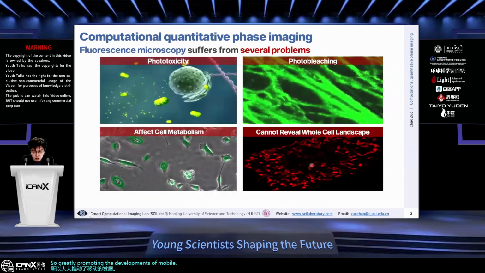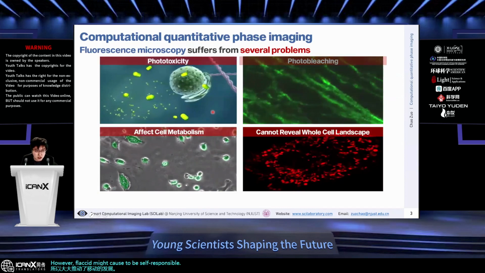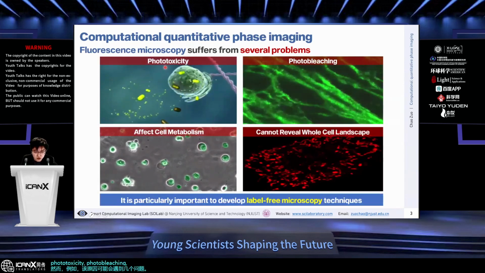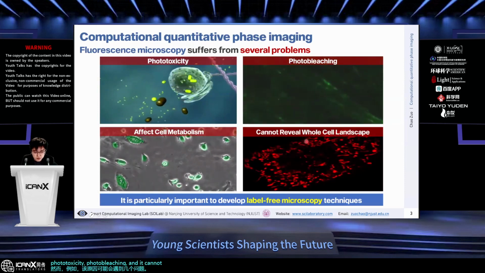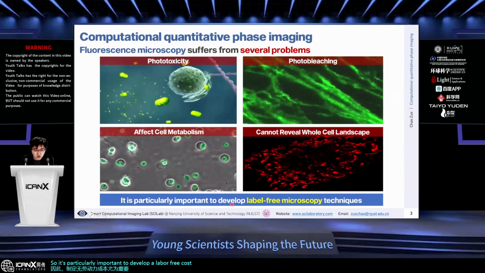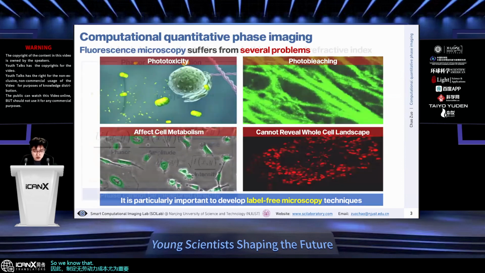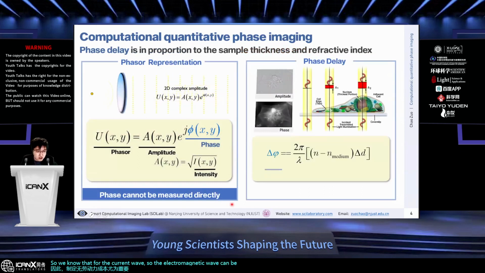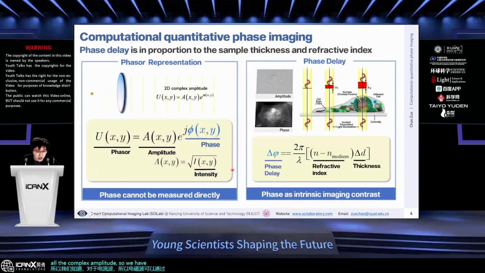However, fluorescence microscopy suffers from several problems. For example, we have phototoxicity, photobleaching, and it cannot reveal the whole cell landscape. So it's particularly important to develop label-free microscopy techniques. We know that the electromagnetic wave can be characterized by the phasor or the complex amplitude. So we have both amplitude and phase. When we capture an intensity image, we get amplitude, and the phase information is lost.